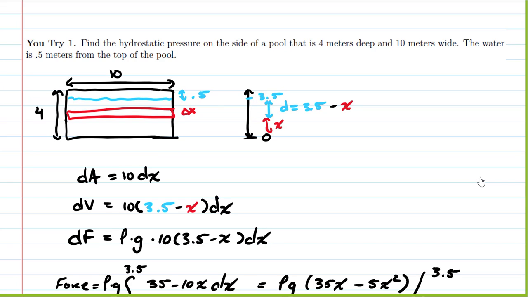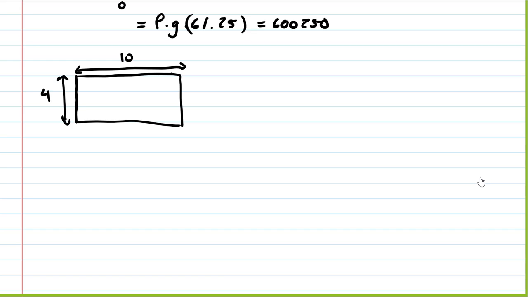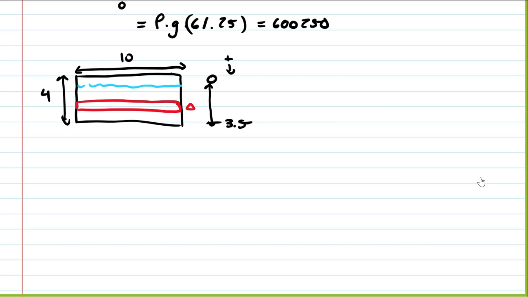So if we go back to our original diagram, we decided to put the origin at the bottom. There's no reason we had to. What if we decided that we wanted to put our origin somewhere else? So we still have 10, we still have 4. And now let's put our origin at the surface of the water. So if I make that my 0, and I make positive the downward direction, then the bottom of the pool is going to be at 3.5. The distance to my strip is then going to be x, right?